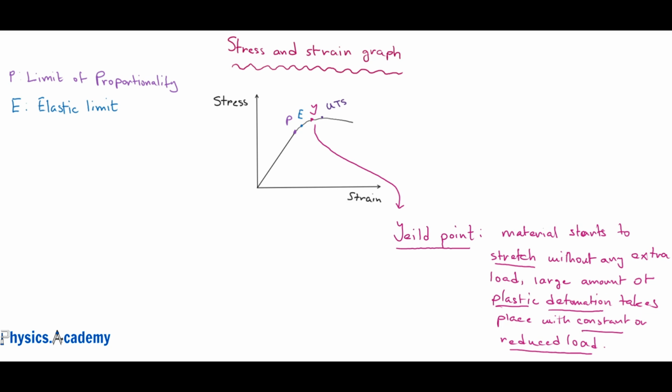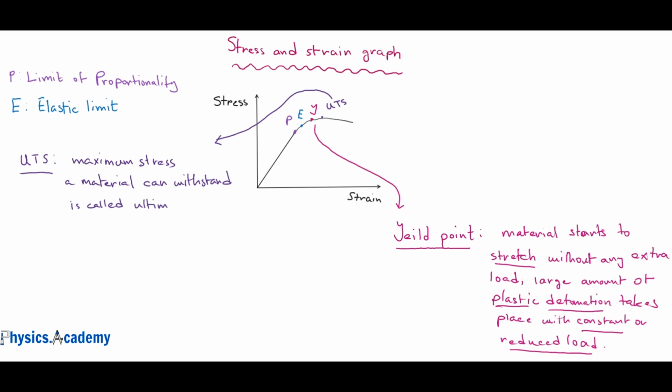The next very important point we have to know from the graph is the UTS, and this is crucial because it tells us the maximum stress a material can withstand before it will break. It is especially important in engineering, construction and manufacturing for several different reasons, like what type of material to choose, or whether it's safe or reliable to use. So the UTS, which stands for the ultimate tensile strength, is a very important property that we have to know about for materials.